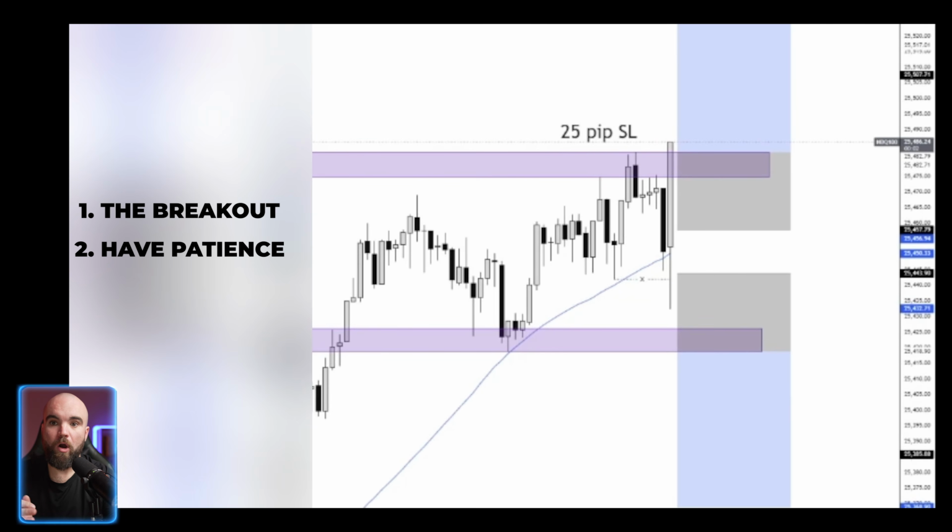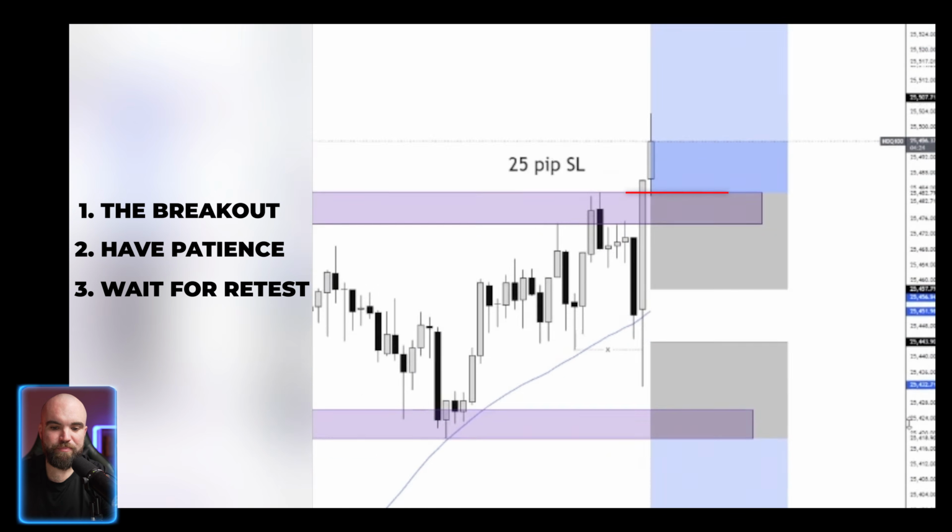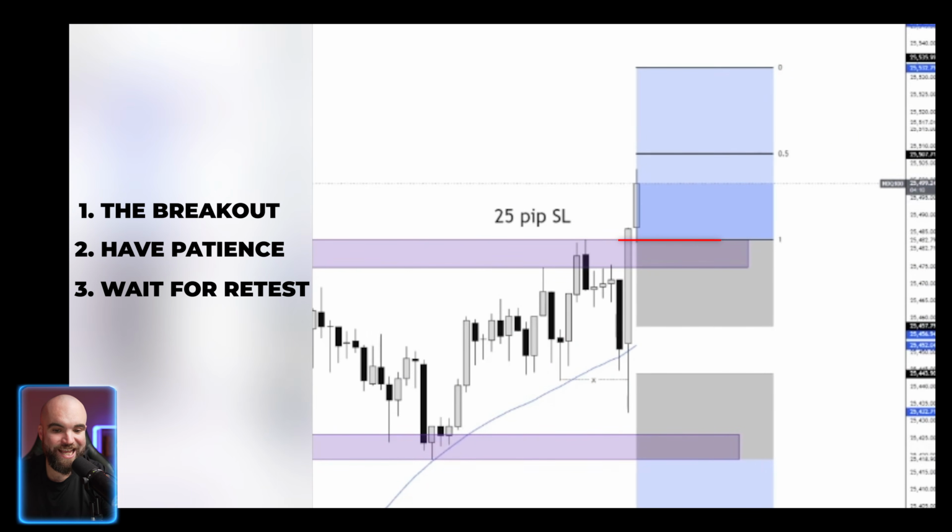Do not enter, wait. Because the third step is to wait for the retest. Now the retest is when we wait for price to come back and touch that level again. That's when you can look for your entry trigger. That specific touch, the retest, is your green light. Why? Because we are confirming that old resistance has become a new support.